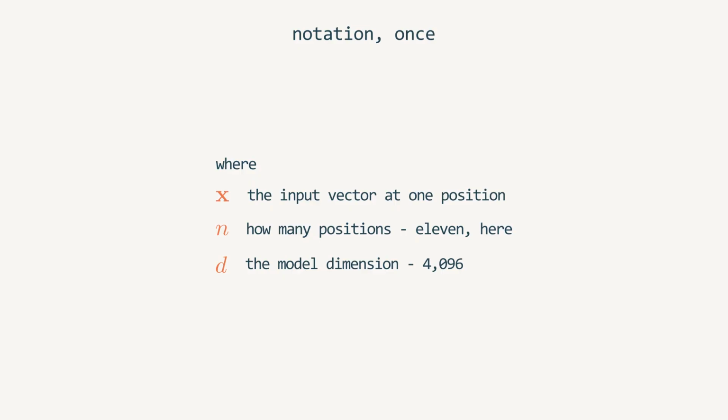Two more names. Our sentence has some number of positions, we'll call that count n. 11 here, and each token's vector has some length, which everyone calls d, the model dimension. Throughout, we'll follow one position, the word it. That's the position doing the looking, the one that needs to find its referent. Everything we build for that position first, then note that it happens for all of them at once.